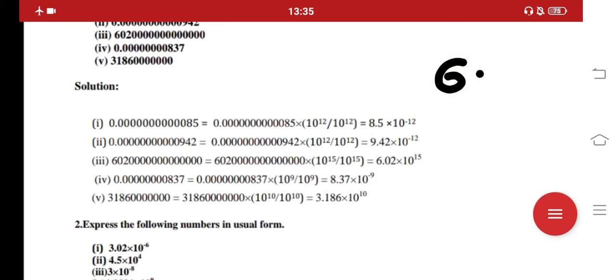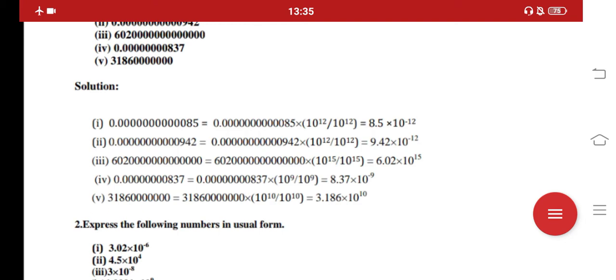The number left is 6.02. So what we have to do here, since we are increasing one zero, we will place the decimal after two digits. So see here, 6.02 into 10 to the power 15. In case of decimal, you will get a negative exponent. In case of without decimal, you will get a positive exponent.